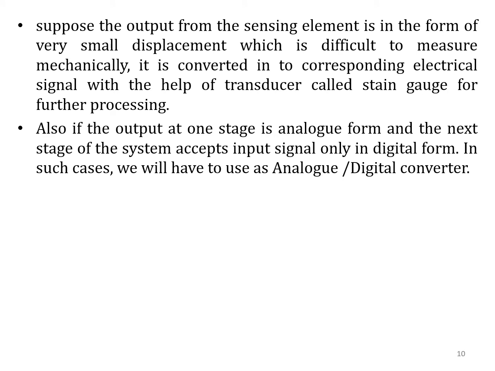Suppose the output from the sensing element is in the form of a very small displacement which is difficult to measure mechanically. It is converted into a corresponding electrical signal with the help of a transducer called a strain gauge for further processing. Also, if the output at one stage is in analog form and the next stage of the system accepts the input signal only in digital form, in such cases we will have to use an analog to digital converter.